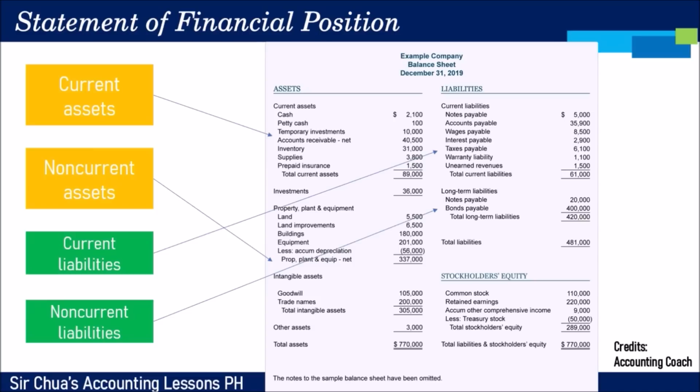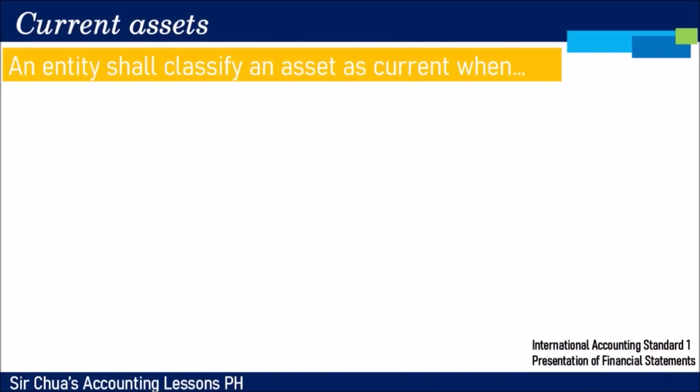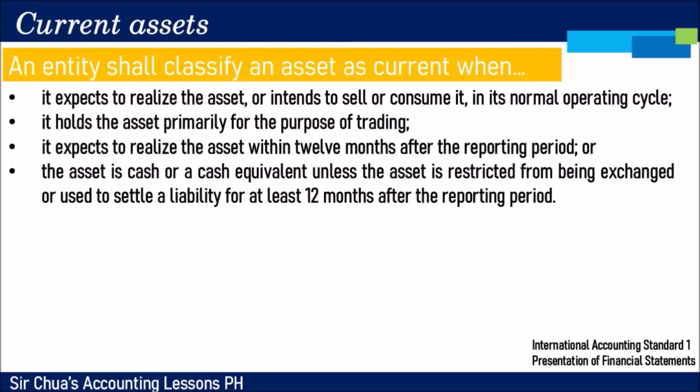Okay, let's discuss this. Ano ba itong mga current, non-current na to? When can we say that an asset is current? An entity shall classify an asset as current when? Kailan daw natin matatawag ang isang asset na current asset? It expects to realize the asset or intends to sell or consume it in its normal operating cycle. If you would remember sa merchandising operations, pinag-usapan natin yung operating cycle na yung cash gagamitin pang purchase ng inventory, yung inventory ibebenta, pag nabenta na siya, magiging accounts receivable and then yung accounts receivable marireceive as cash.